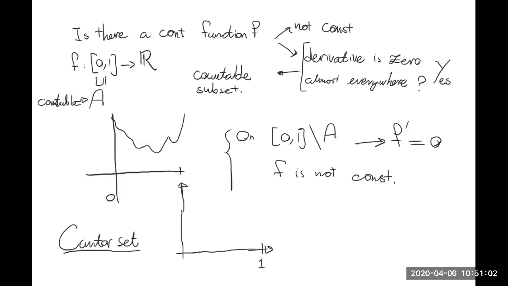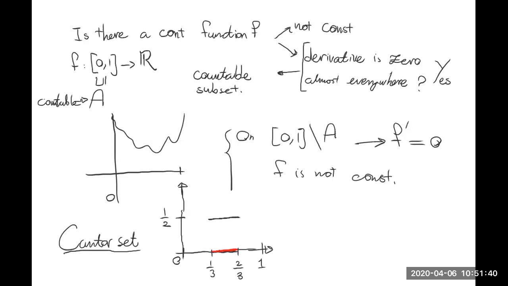So look at the interval from 0 to 1. We can break this interval into 3 parts: 0 to 1 over 3, 1 over 3 to 2 over 3, and 2 over 3 to 1. Above this middle interval, choose a value, anything you want, say 1 over 2, and take the constant function above this interval.